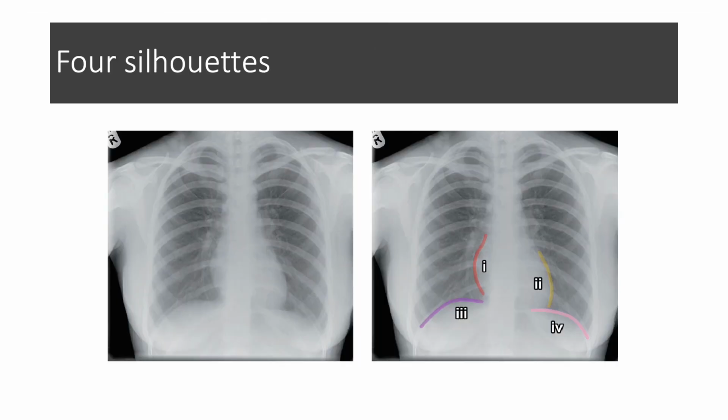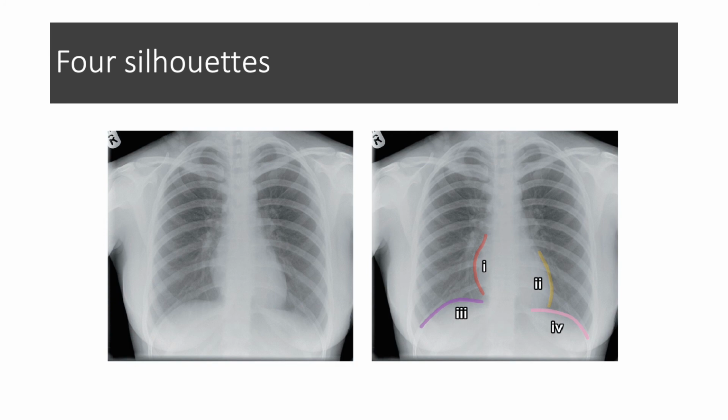The 4 silhouettes are marked on the right radiograph. Number 1 in red is the right heart border, number 2 in yellow is the left heart border, number 3 in purple is the right hemidiaphragm, and number 4 in pink is the left hemidiaphragm.